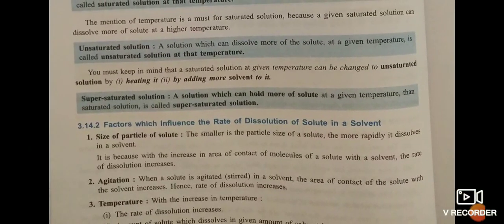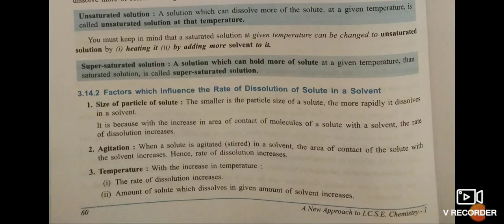Now this question: what are the factors which influence the rate of dissolution of solute in a solvent? In simple terms, what are the factors which affect the solubility of a substance in a solvent? The first thing is size of particles of solute. We have clearly seen in our kitchen most of the spices and objects are in crystalline form, in small crystals, because the smaller the size of the particles of solute, the more rapidly or more easily it will dissolve in the solvent. It is because with the increase in area of contact of the molecules of the solute with a solvent, the rate of dissolution increases. Second thing is agitation.